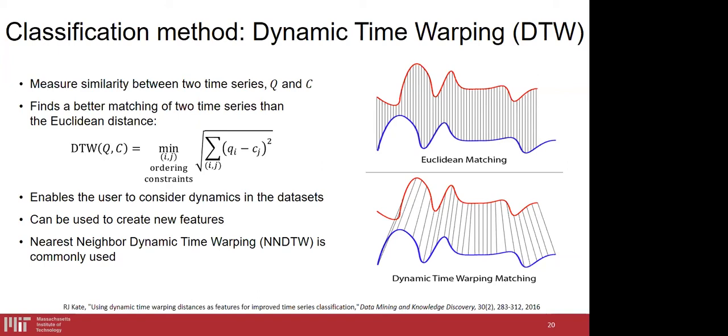Alternatively, you could use dynamic time warping to extract new types of features based on your prior features that do consider the dynamic effects in the data. So this is generally one way to handle dynamics.